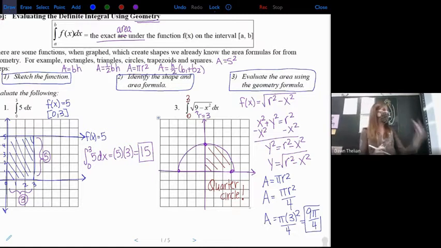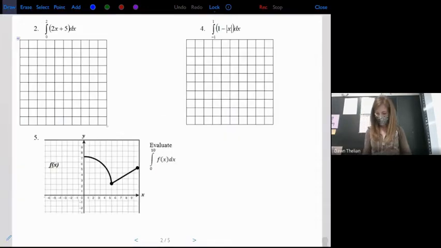So after you sketch it, you have to pay attention to the interval. If it was from -3 to +3, then you'd be dividing by 2. It'd only be half a circle. This time it was a quarter of a circle. Let's take a look at the next one.